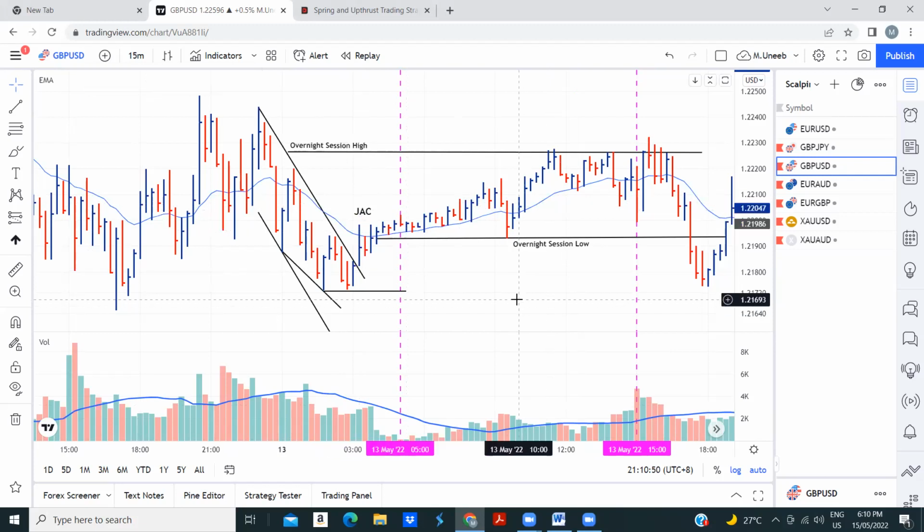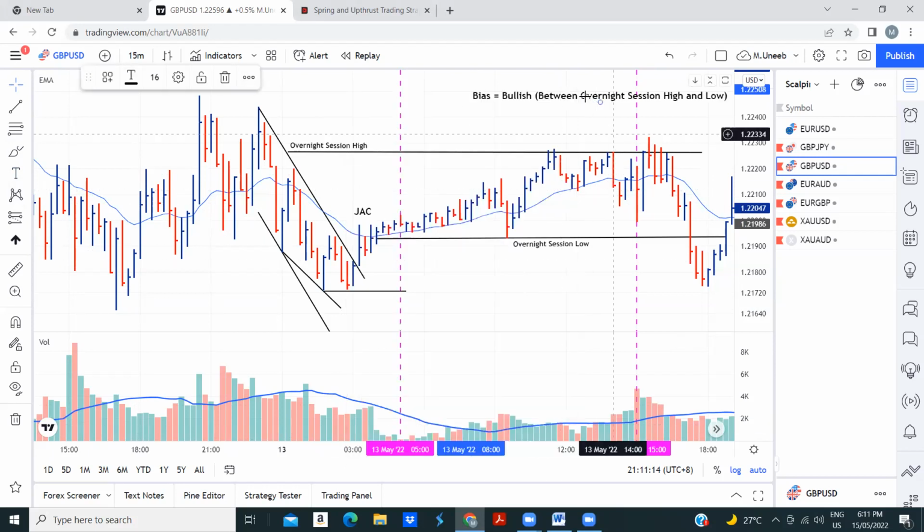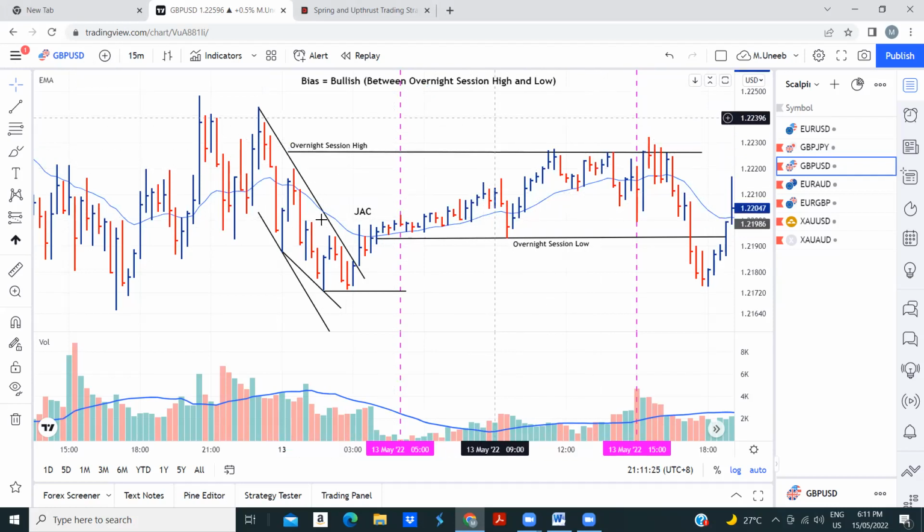The bias is bullish. But bias is bullish for when? Between overnight session high and low. Make sense? Bias is bullish between overnight session high and low. This is bullish bias, right? Do you understand, right?